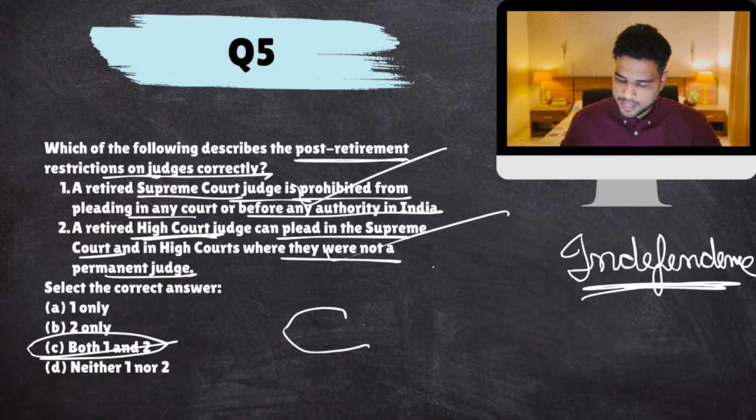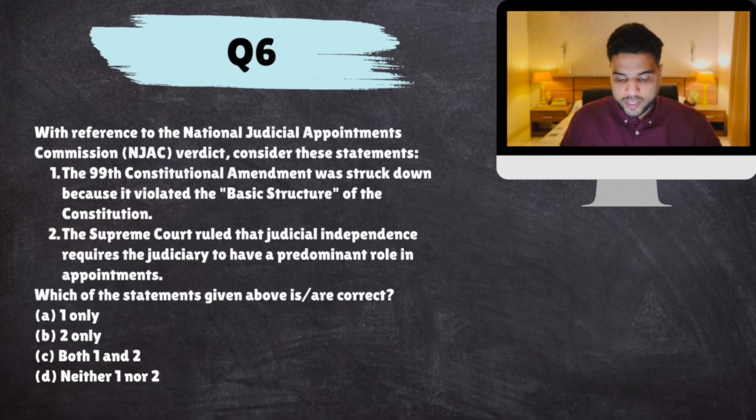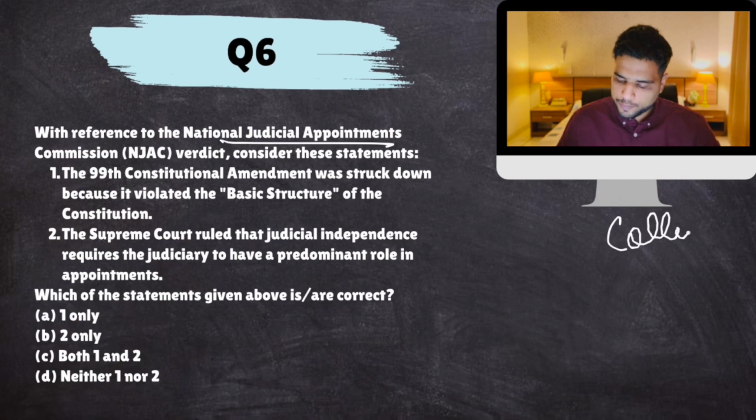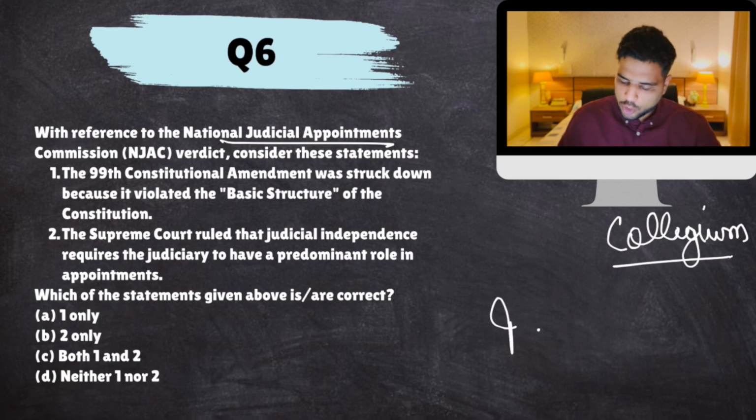Okay. Next. With reference to the National Judicial Appointments Commission verdict, consider the following statements. Now you should know this. Why is the National Judicial Appointments Commission important? Many people criticized the collegium for being non-transparent, non-accountable, everything. So the 99th Constitutional Amendment Act was passed and a commission was created called NJAC.